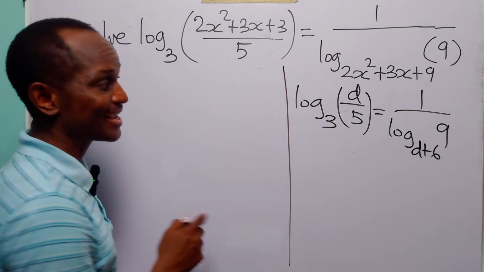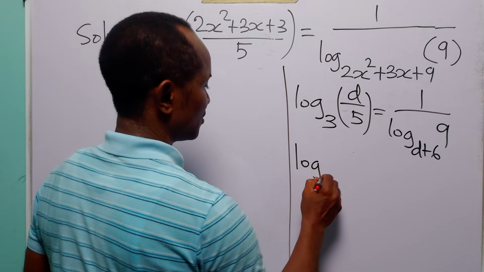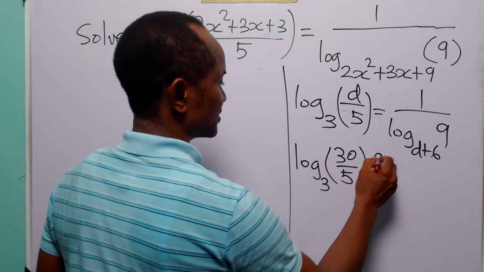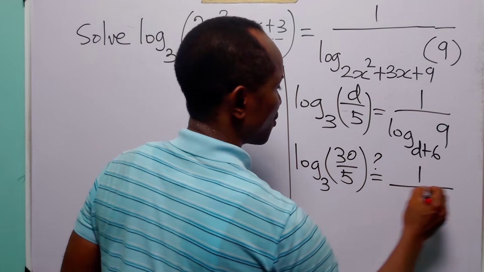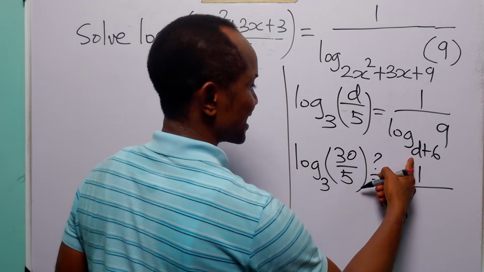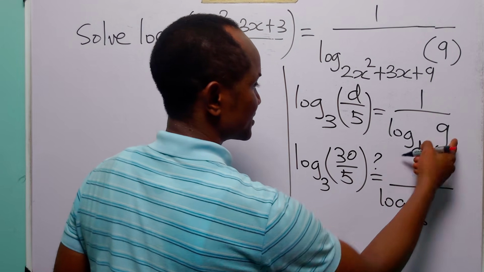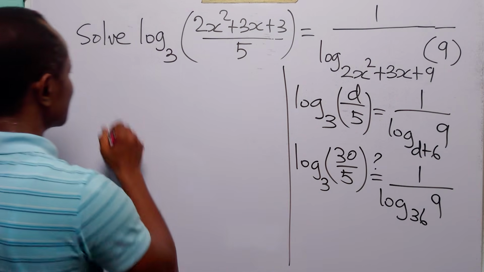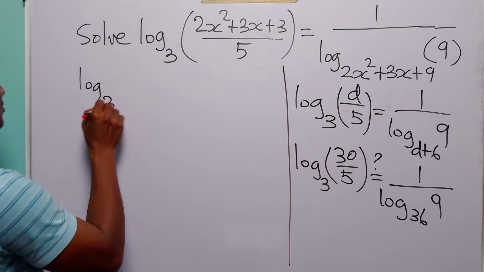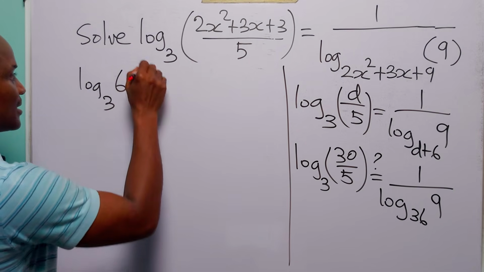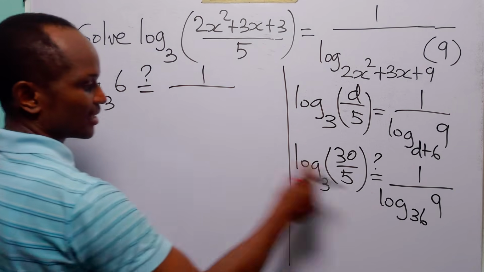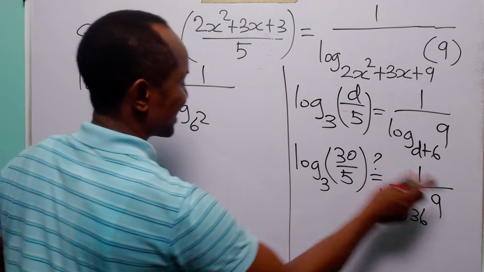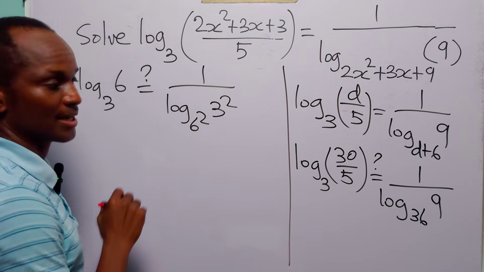Substituting d equal to 30 into this equation, we have log base 3 of 30 over 5. Now, is this equal to 1 over log base 3 of 30 plus 6, which is 36, over 9? Now, 30 over 5 is equal to 6, so we have log base 3 of 6. Is this equal to 1 over log base 3 of 36 over 9?